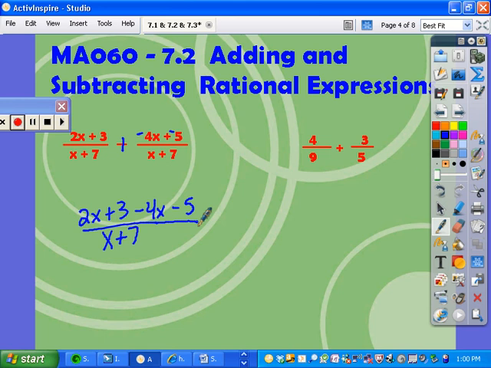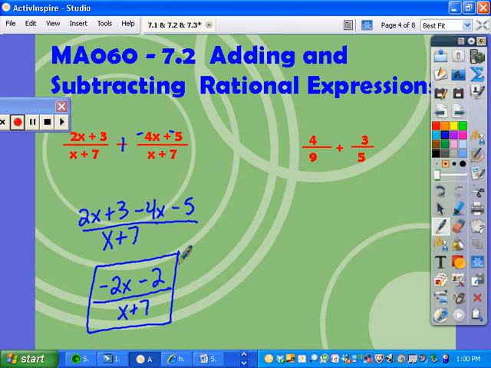And then you look to combine any like terms up there. I've got a 2x and a negative 4x. That's negative 2x. I've got a 3 and a minus 5, so that's minus 2, all over x plus 7. And you've got it. Now that's kind of nice because you already have the common denominator. Let's look at an example when you don't necessarily have a common denominator.